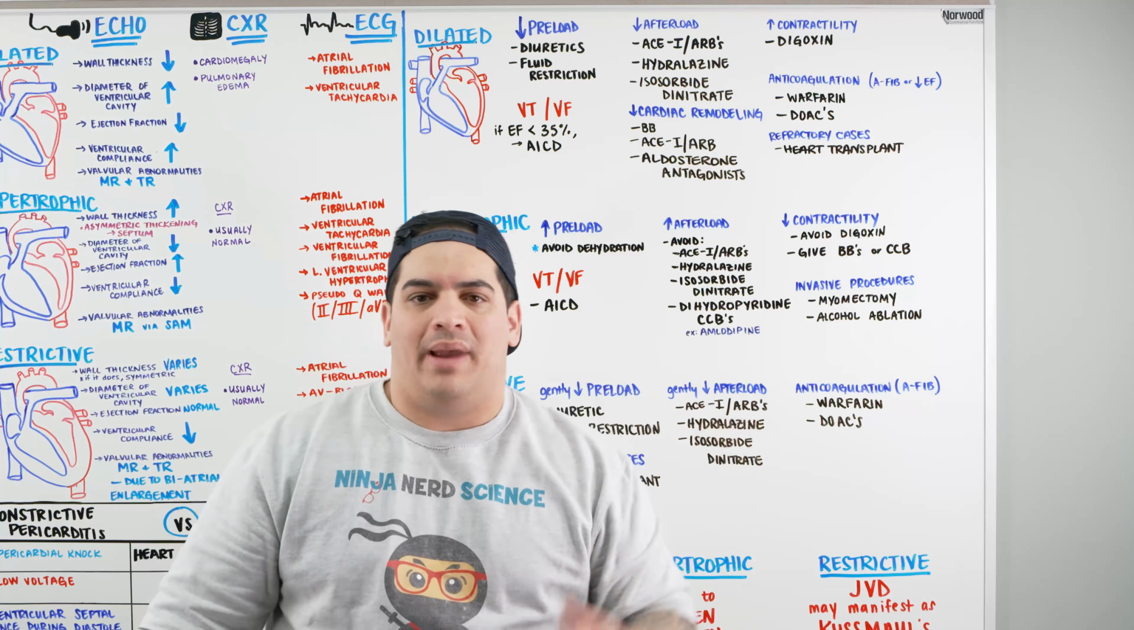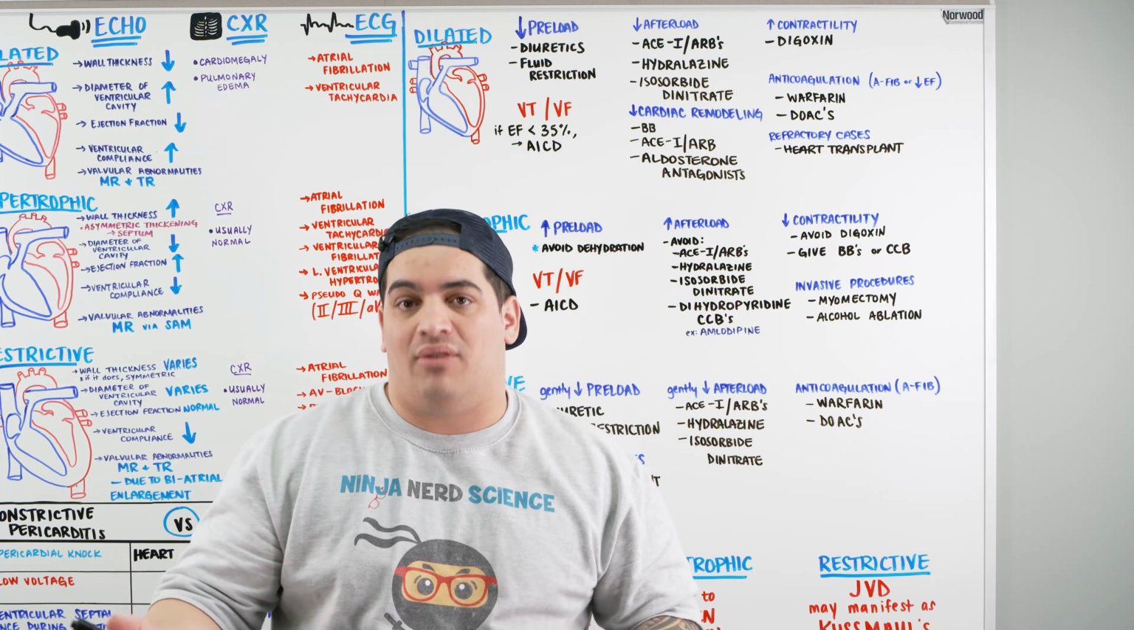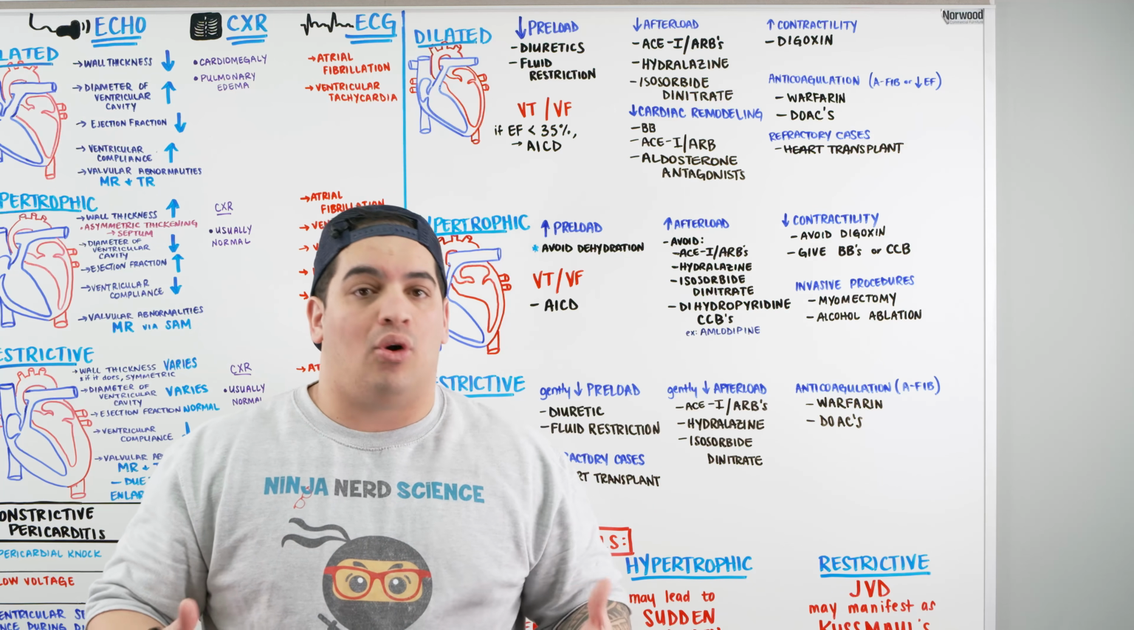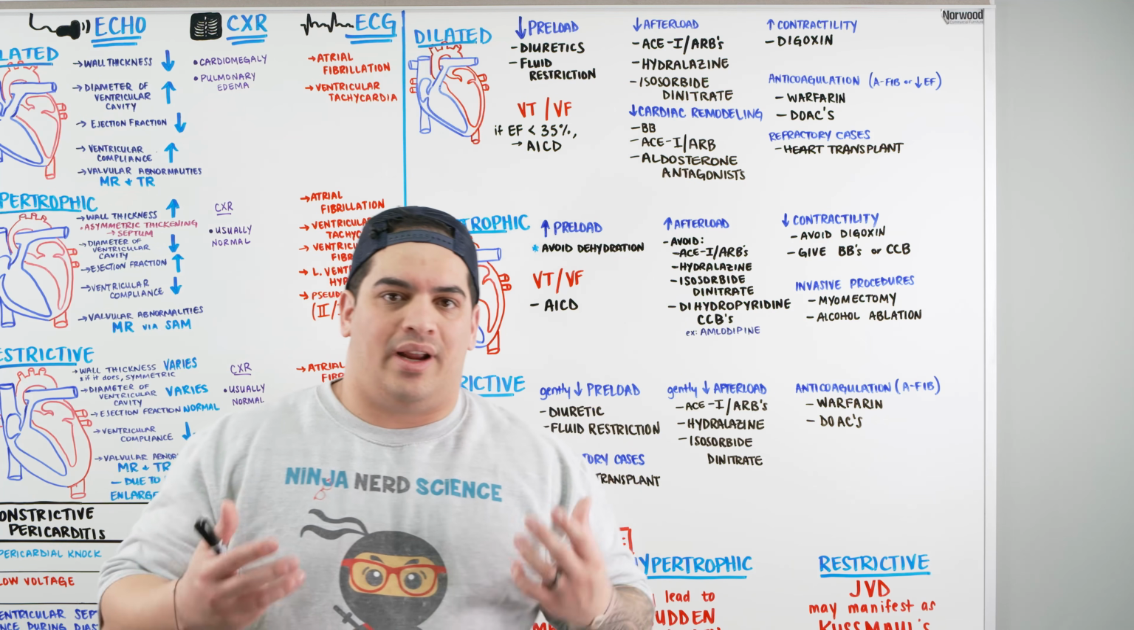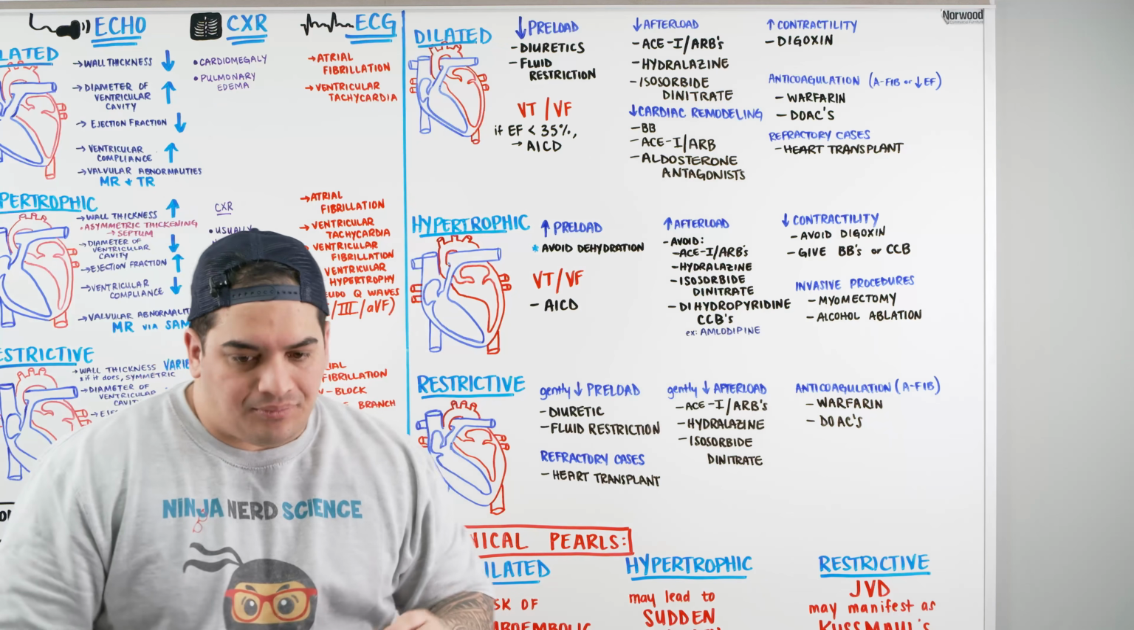Last but not least, if the patient is on an AICD, their ejection fraction is really low, maybe they even went to an LVAD, usually in these patients, the only thing that we can really do to improve their overall outcome is considering a heart transplant. That covers dilated. Now let's talk about hypertrophic.